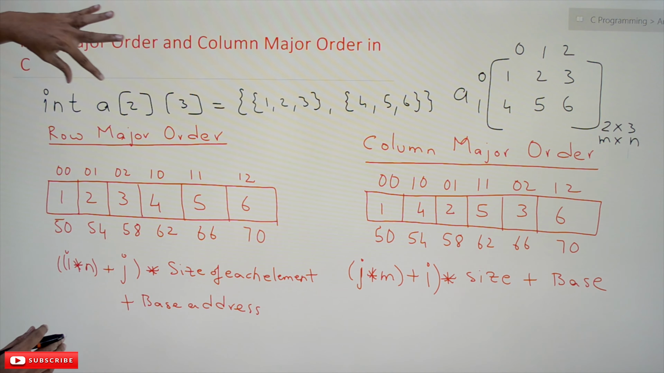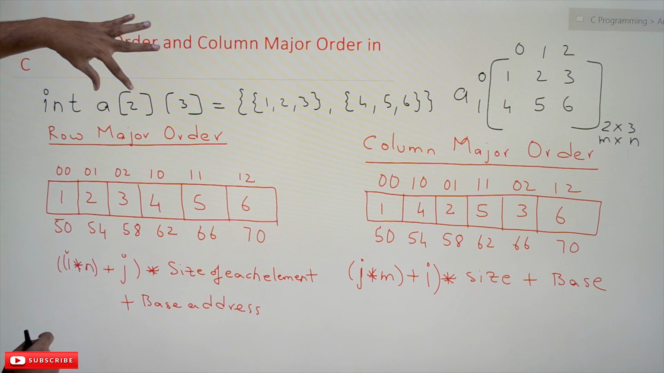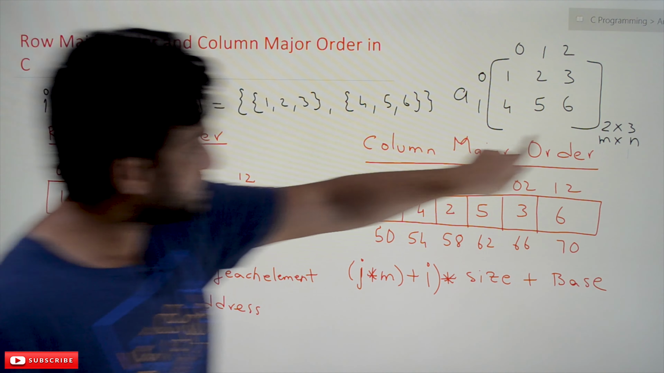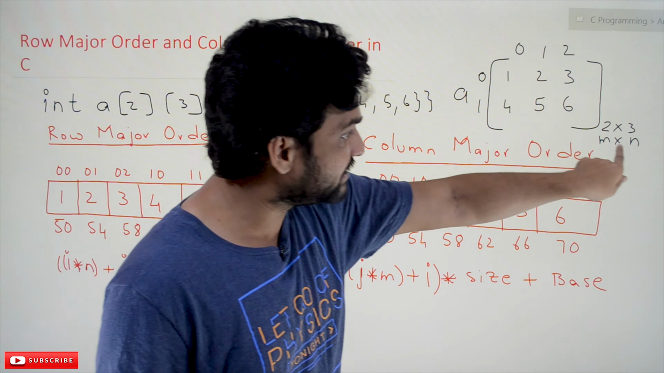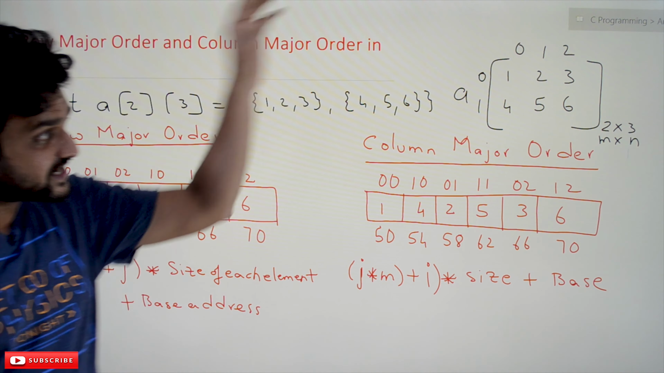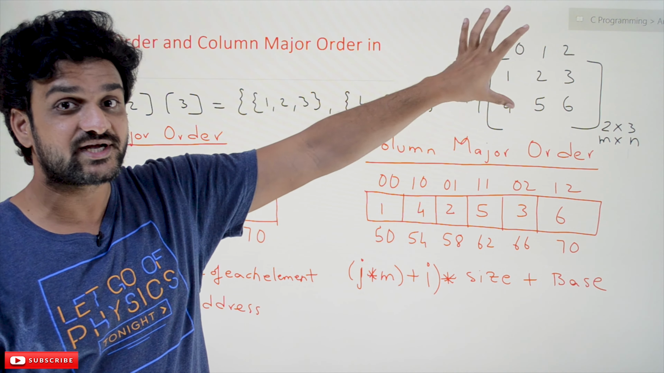Here we have a two-dimensional array, and the array is of size 2 by 3, which is m by n. So we have 2 rows and 3 columns. The elements are: this represents the first row, 1 2 3, and 4 5 6 are the second row elements. As we have 2 rows, those row values are presented here. This is the kind of visualization that the end user has.